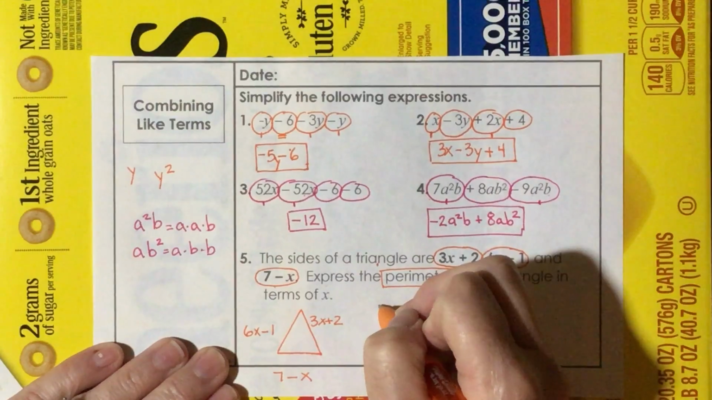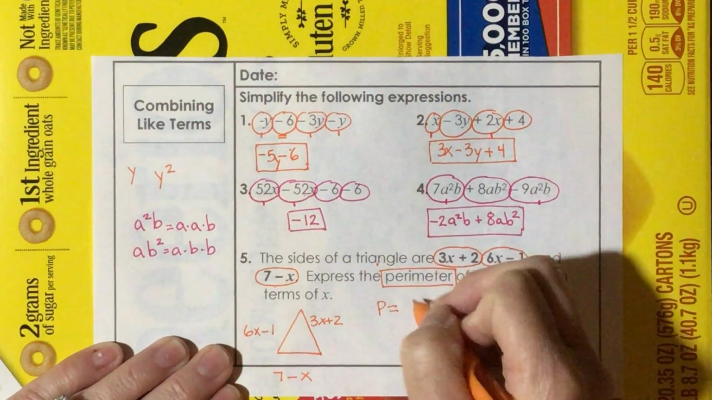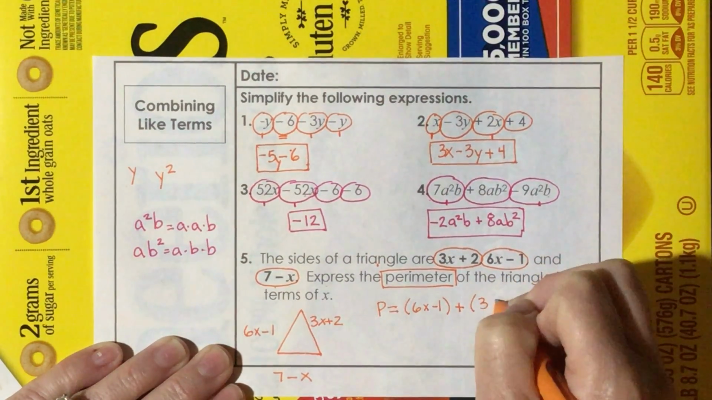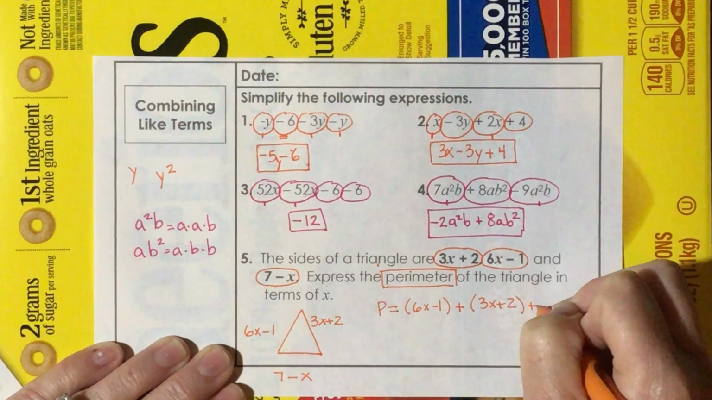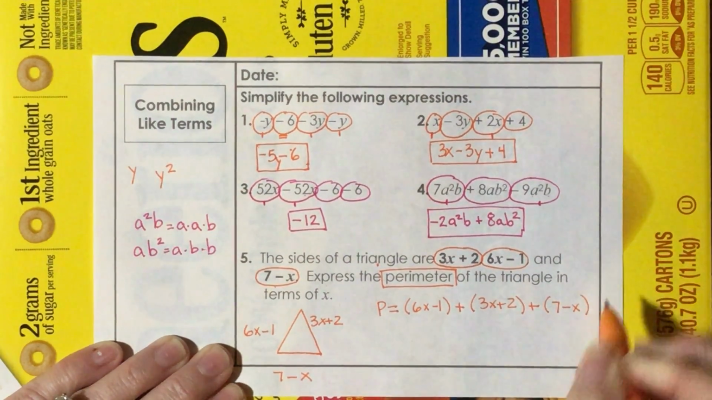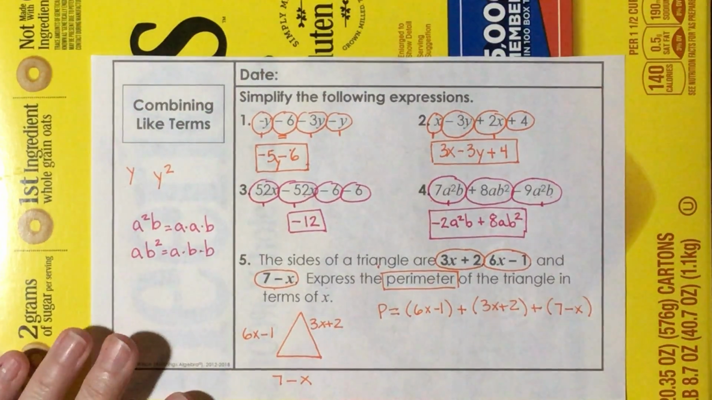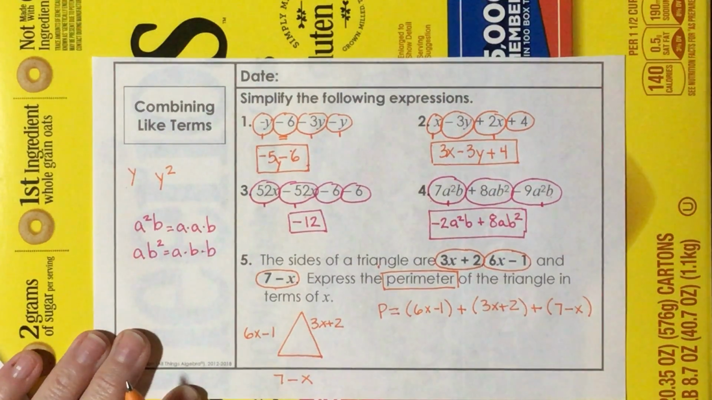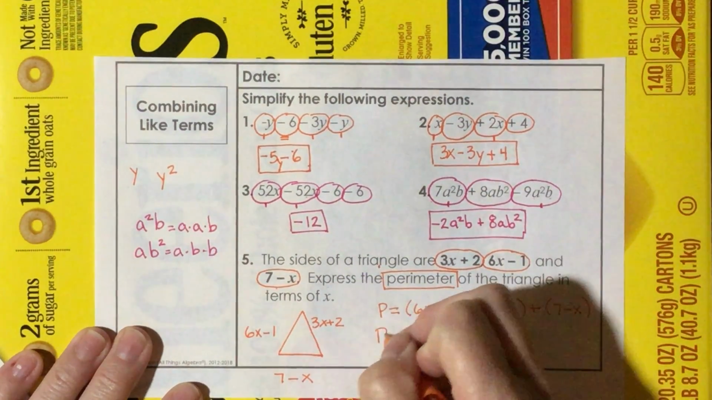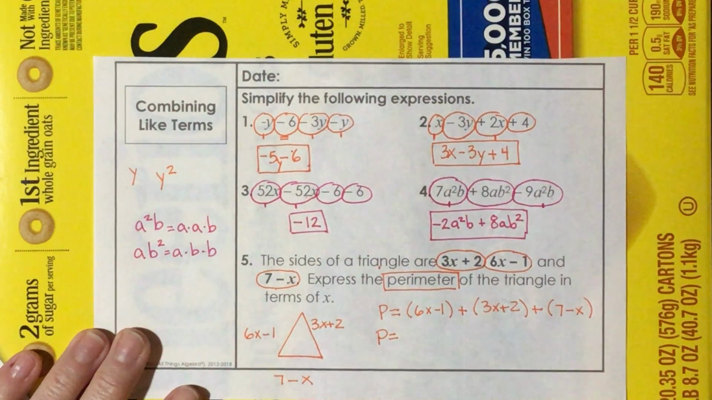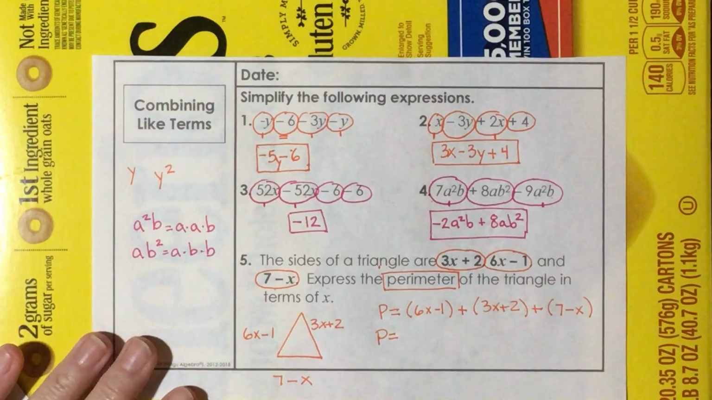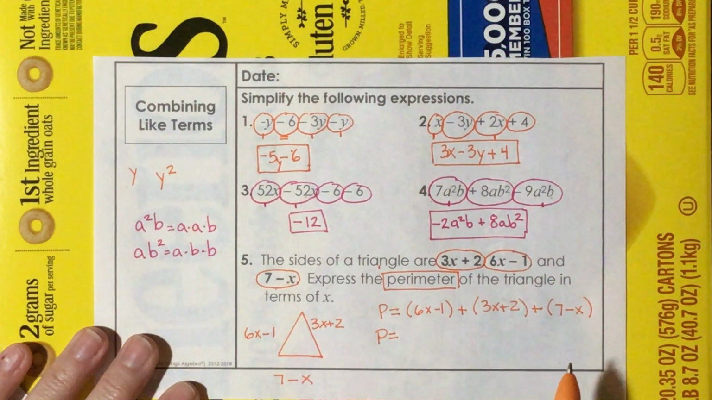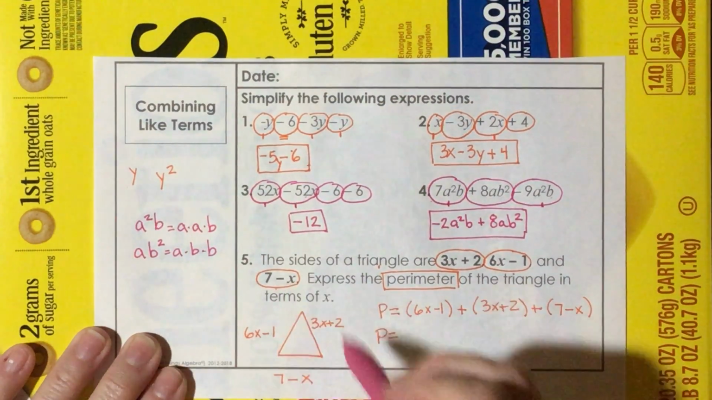So I could go ahead and write that as perimeter equals, let's see, 6x minus 1 plus 3x plus 2 plus 7 minus x. Do I have to put all of those in parentheses? No. I only did it to show the three sides are being added together. It makes it a little easier to see the concept. Now, I could go ahead and solve it formally like this, but because this is a word problem and I'm not asked to write out an equation for it, I'm just going to solve it using my picture that I drew.